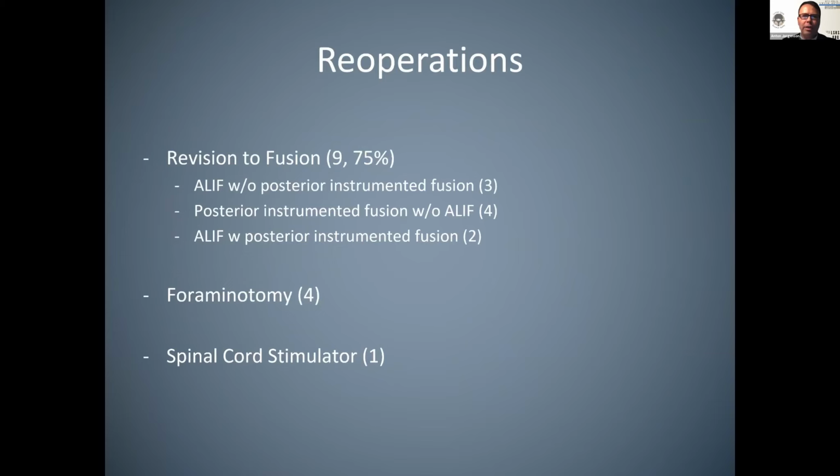Of the 14 reoperations that we identified, 9 were revised from an arthroplasty to a fusion, 4 were revised with a foraminotomy after the arthroplasty, and 1 patient underwent placement of a spinal cord stimulator.